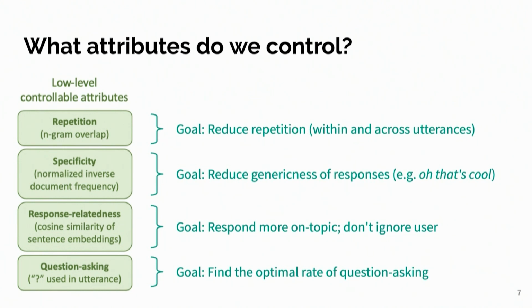Thirdly, we want to control the response relatedness of our utterances, and this is basically how related is what you're saying to what the user just said. So maybe if you're changing the subject, then that means it's not very strongly related to what the user just said. Our motivation for doing this is we wanted to try to respond more on topic, more based on what the user said, and not ignore what the user said and change subject unnecessarily. Lastly, we want to control the rate of how often we ask questions in the dialogue. And really here, we're just trying to find out what is the optimal rate of question asking in this task.